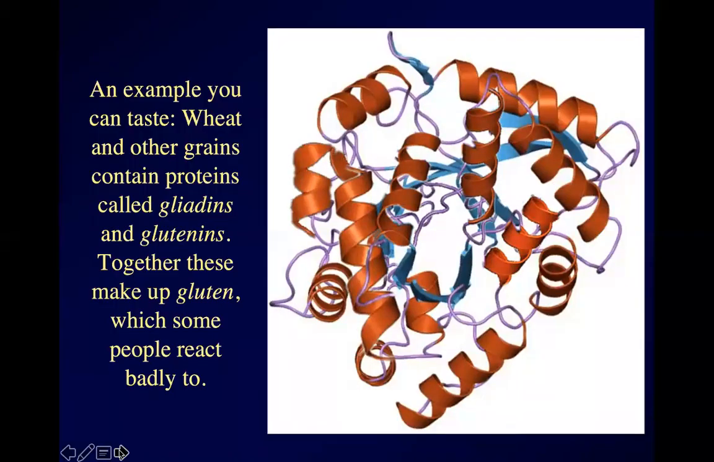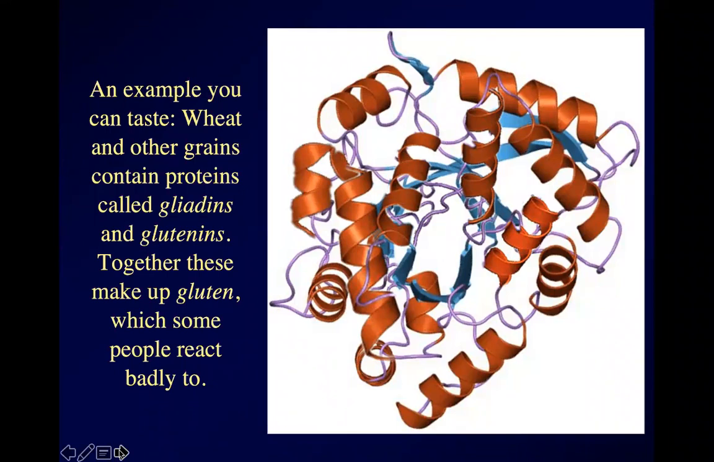So there. Oh, here's an example you can taste. Wheat contains proteins that are called gliadins and glutenins. And when you get a bunch of gliadin and glutenin proteins fitting together, they make up something called gluten. You may have heard of gluten because some people react rather badly to gluten. My wife, for example, her skin breaks out and her digestive system goes bad. I'll stop there. But she gets sick when she consumes gluten.